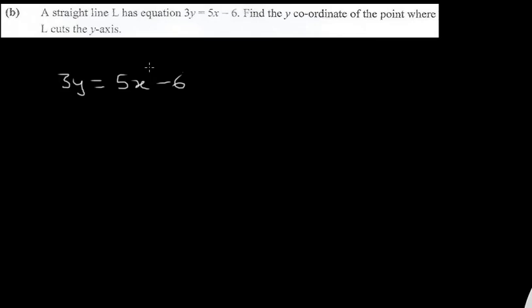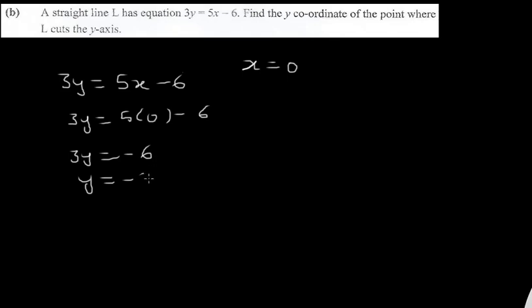So where it's cutting the y-axis, its value of x is 0. So we'll simply put a 0 where x is, and we would have 3y equals 5 multiplied by 0 minus 6, and we would have 3y equals minus 6 and y equals minus 2. Do you agree? Good. So we can move on.